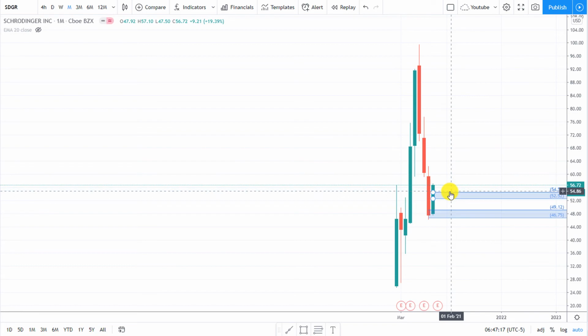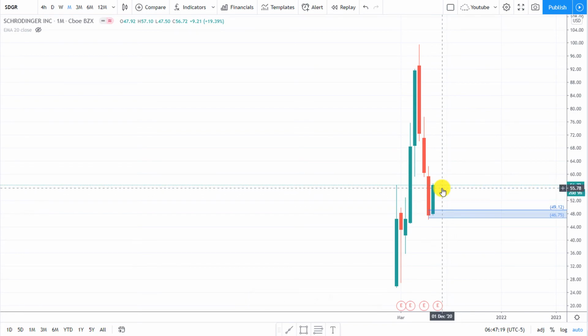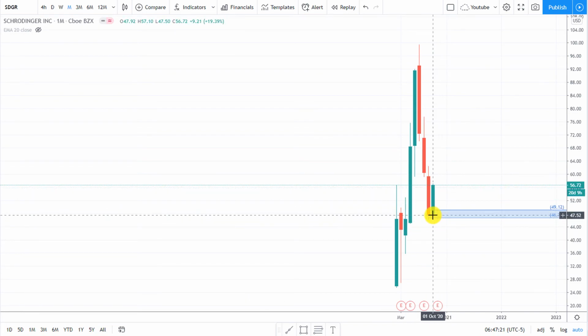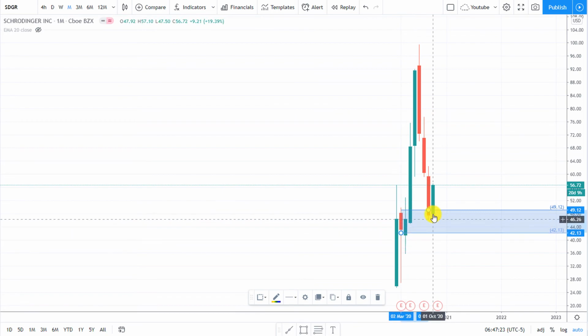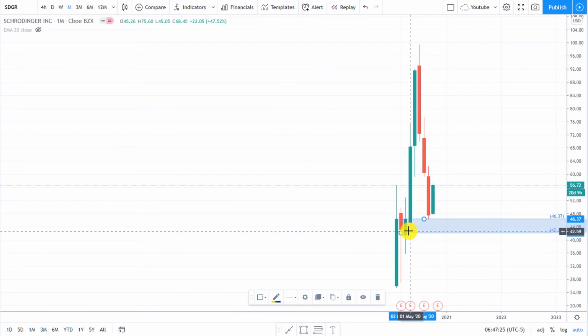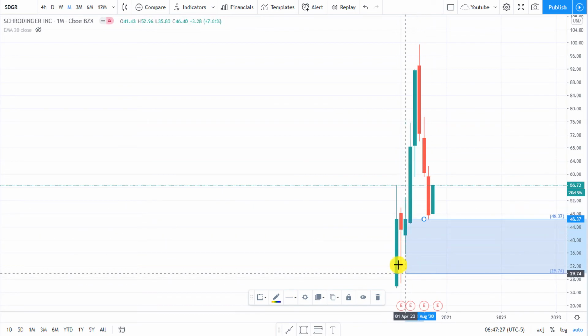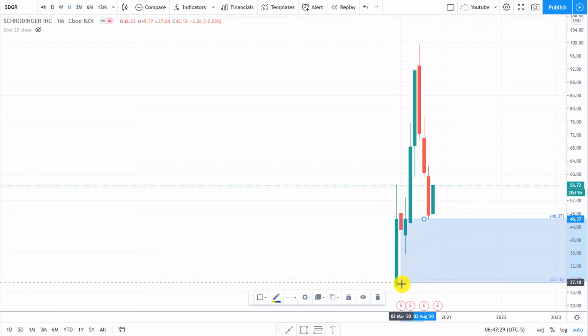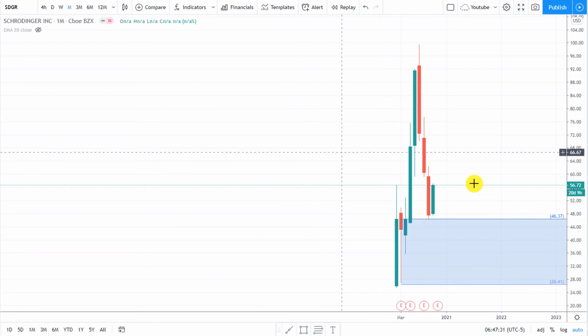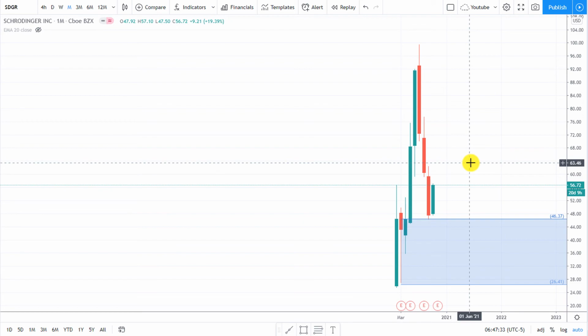But me personally, I like to take the larger zones just because I have a full-time job and I don't have time to stare at the charts all day or every 4 hours. Okay, so that is it for this analysis.